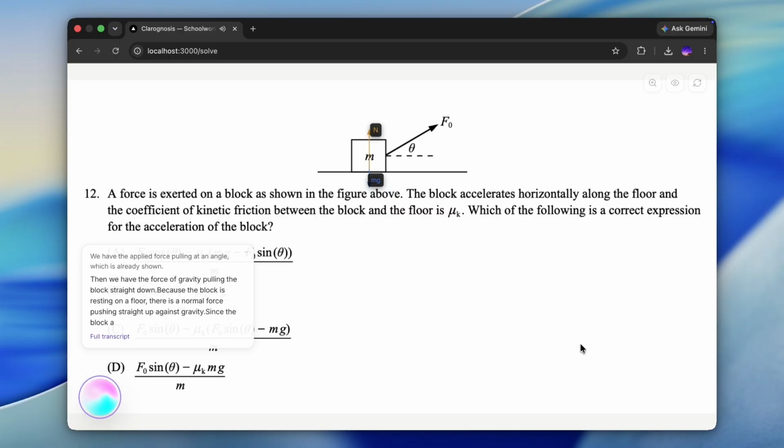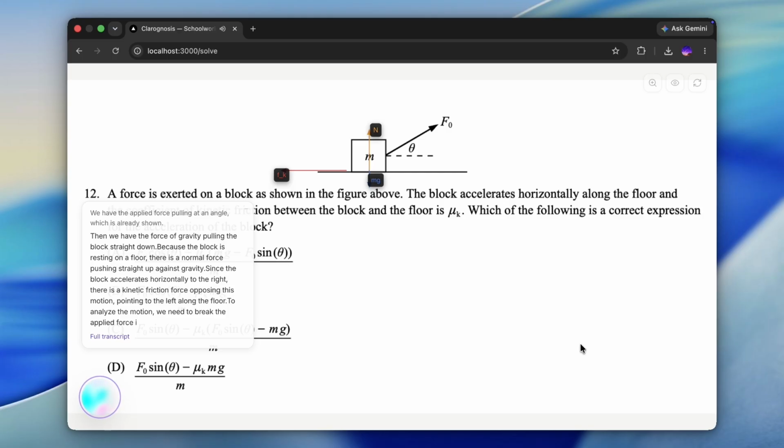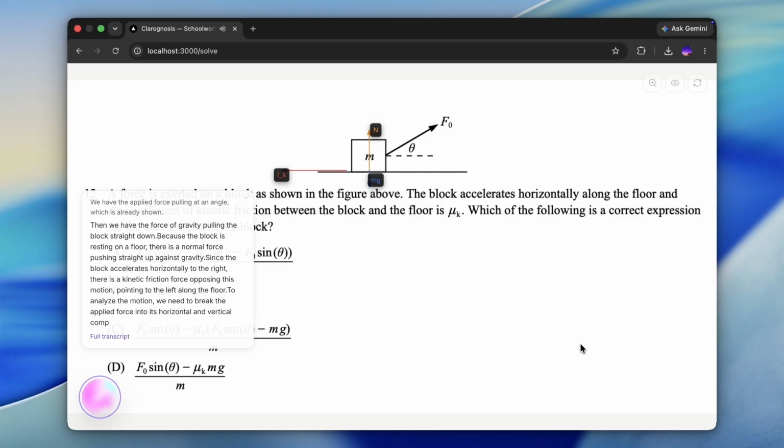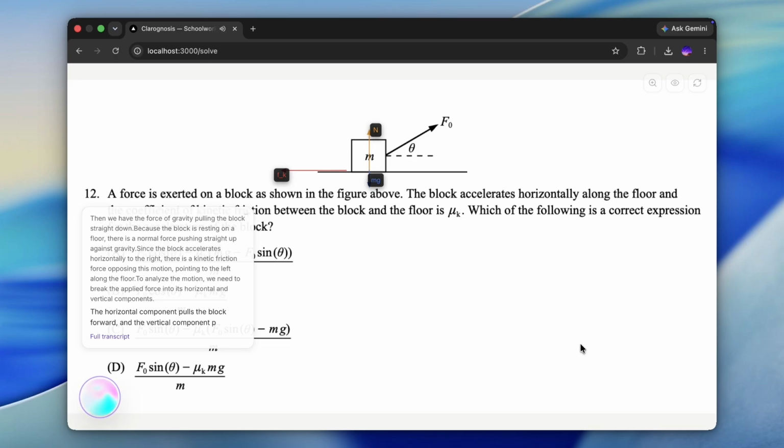Since the block accelerates horizontally to the right, there is a kinetic friction force opposing this motion, pointing to the left along the floor. To analyze the motion, we need to break the applied force into its horizontal and vertical components. The horizontal component pulls the block forward, and the vertical component pulls it slightly upward.